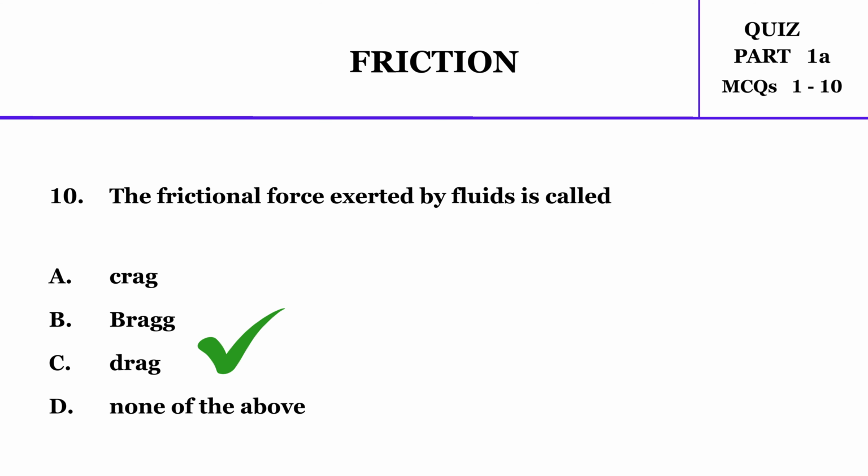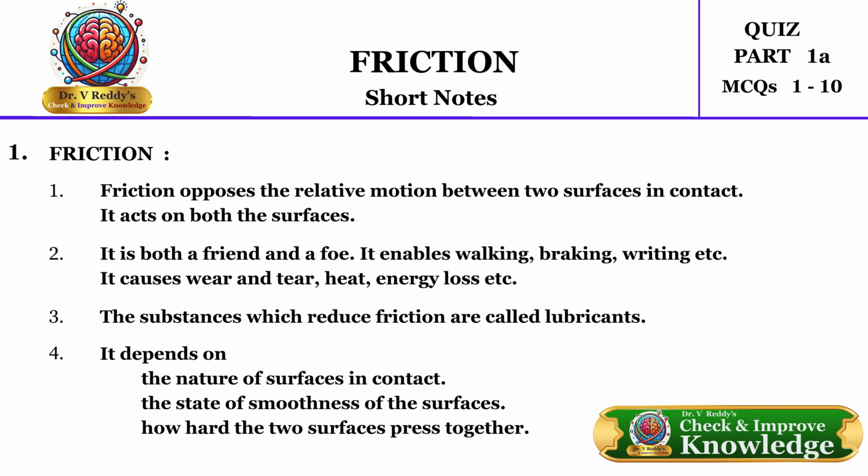Short notes on 1. Friction. 2. Types of friction. 1. Friction. Key points are: 1. Friction opposes the relative motion between two surfaces in contact. It acts on both the surfaces. 2. It is both a friend and a foe. It enables walking, braking, writing, etc. It causes wear and tear, heat, energy loss, etc.